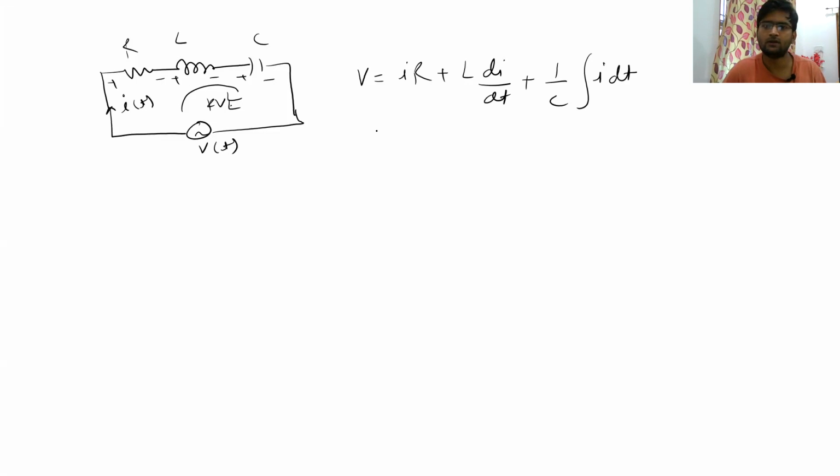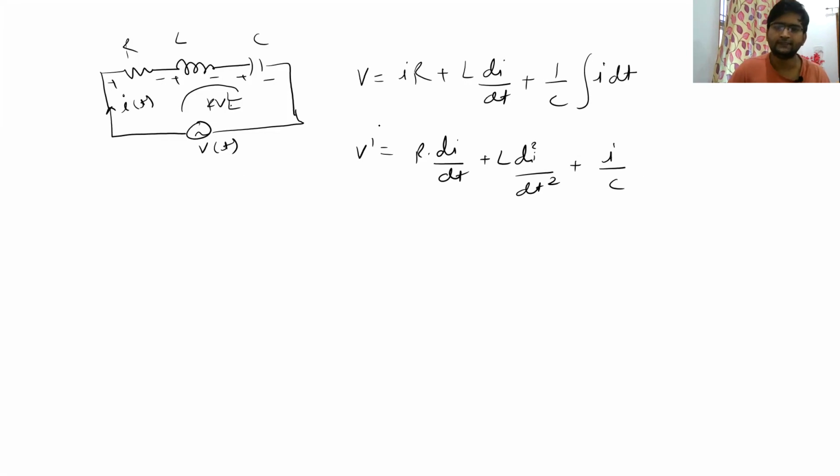So let me differentiate both sides with respect to t again. So what we will get? We will get V dash is equal to R into di by dt plus L d2i by dt2 plus i upon C. So this is the case when your circuit was excited by some voltage source, right?